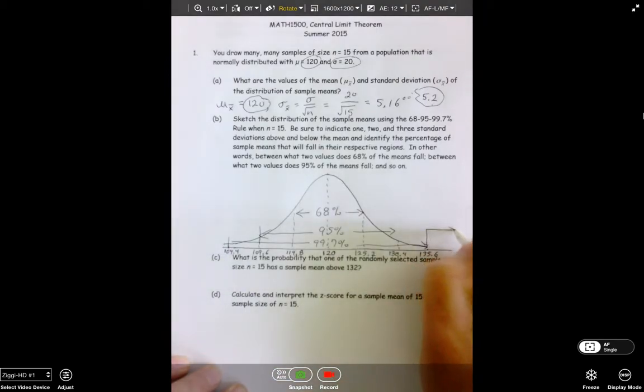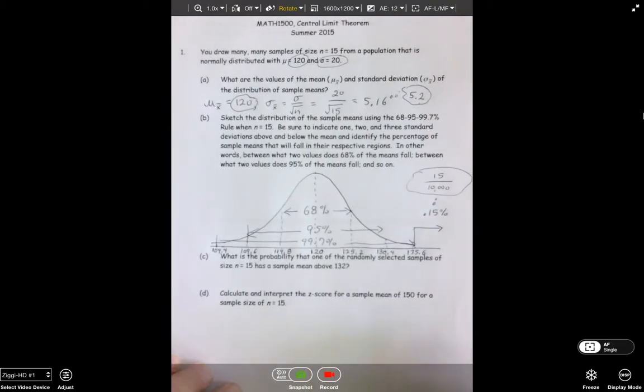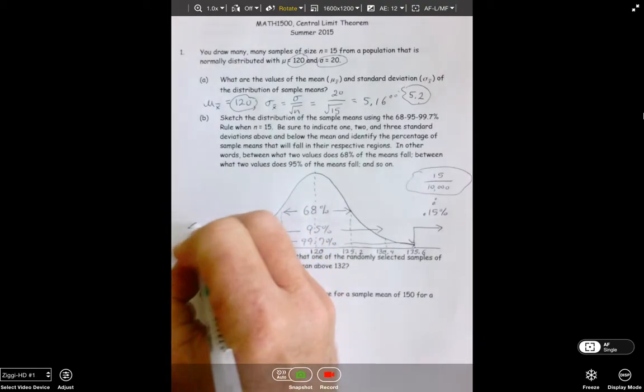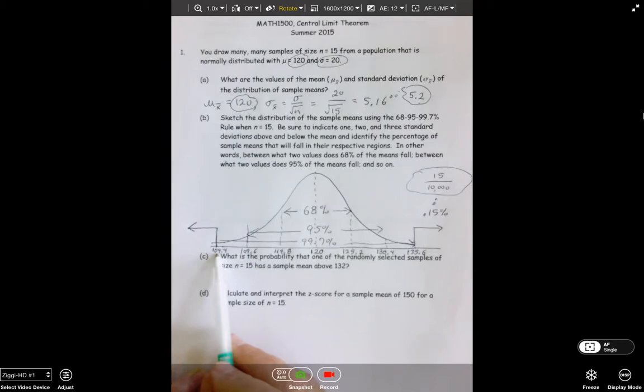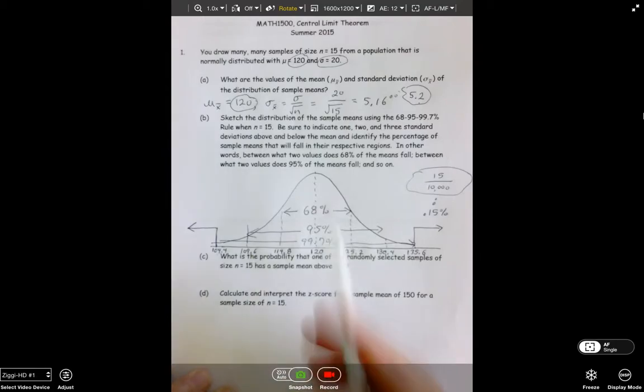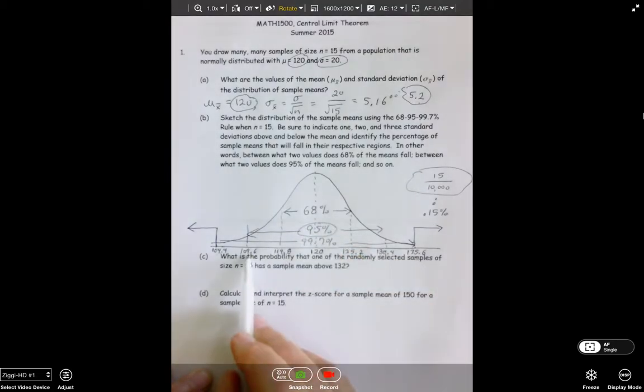It will be really rare, only 0.15%, which again, think of that, that's only 15 out of 10,000. So only 15 out of every 10,000 samples that you draw will result in a sample mean of 135.6 or higher. Same thing down in this tail. It's going to be really rare to get a sample mean of 104.4 or lower. Most of the sample means that we get, 95% of them, will be between 109.6 and 130.4.